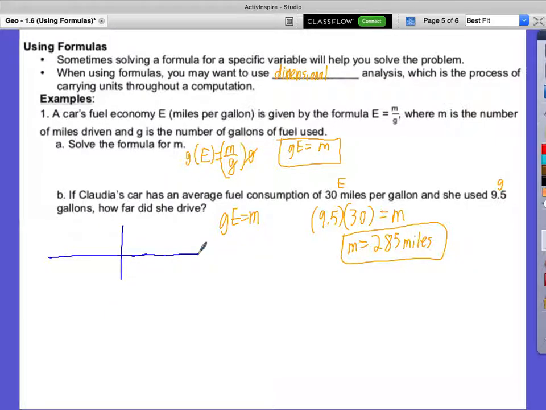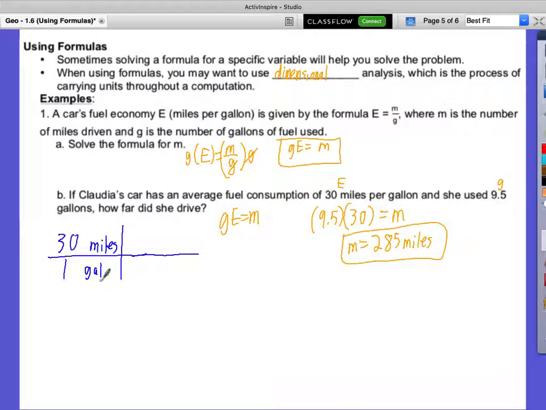So we started with 30 miles per gallon. If it's 30 miles per gallon, you know that the miles are on top and the gallons are on the bottom, right? If it's per gallon, that's a division problem. So I write 30 miles on the top per 1 gallon. That's like our first fraction, 30 over 1. 30 miles per 1 gallon. That's what that means. If we have 30 miles per gallon, we have 30 miles for every 1 gallon.